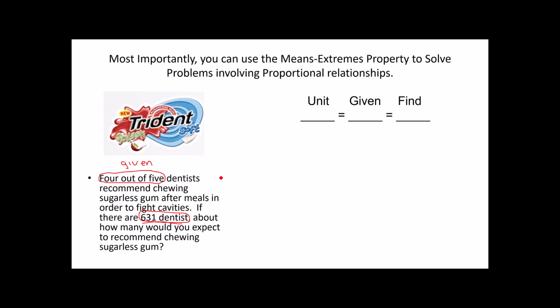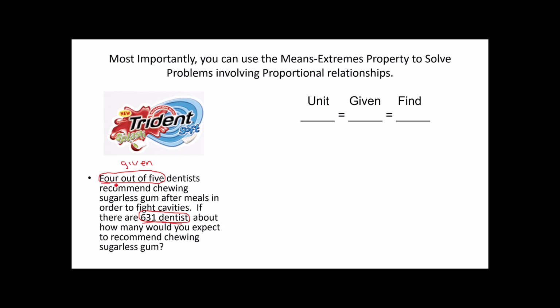I always have them start with a unit given find diagram. Notice that I have my bars lined up for 3 ratios, one here, and one here, and I've labeled what I expect to see in those 3 ratios. This first ratio is my unit ratio. That's where I'm going to decide what it is I'm talking about.